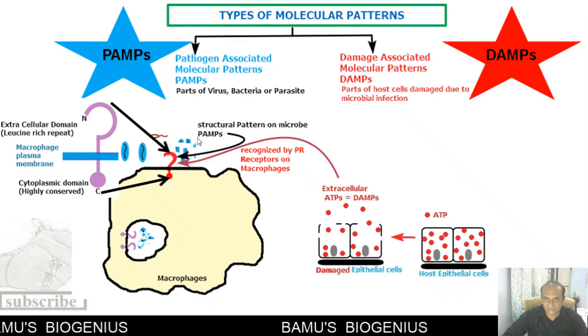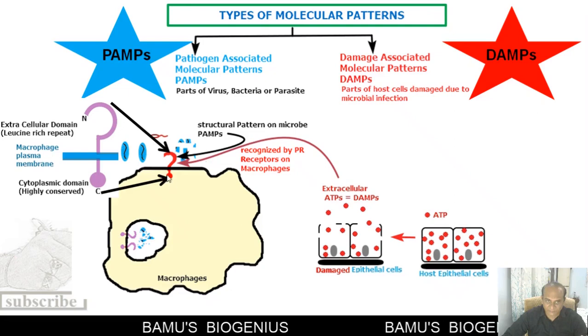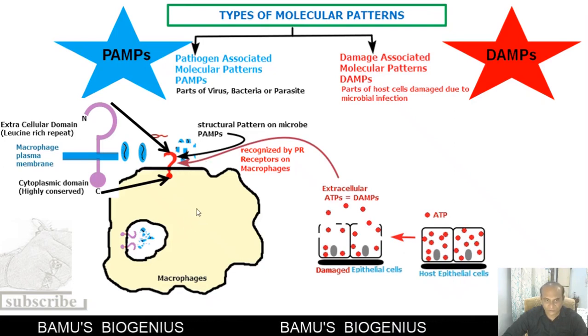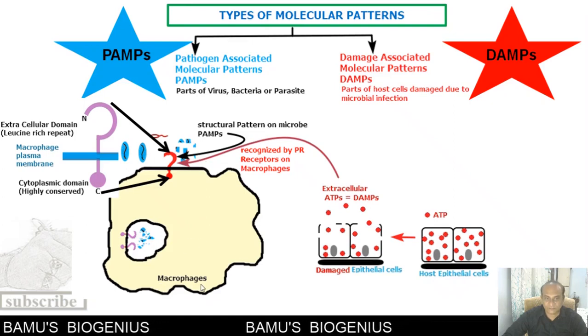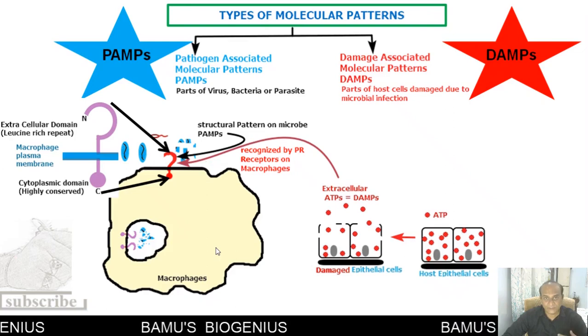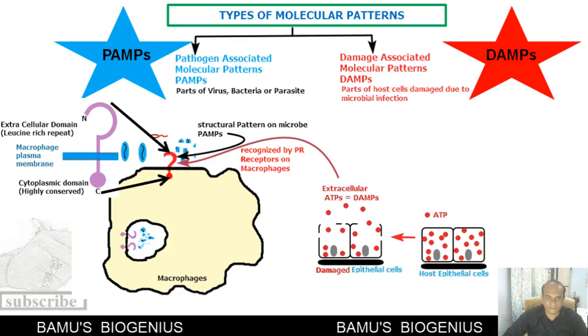So the PAMPs will associate with this leucine rich region of the extracellular domain, and because of that there will be a conformational change in the cytoplasmic domain. This is how the cytoplasmic domain takes that signal downwards into the cytoplasm, so that these macrophages can respond appropriately to the PAMPs and DAMPs. This is how these pattern recognition receptors are responsible for instigating a proper innate immune response against the PAMPs and DAMPs.